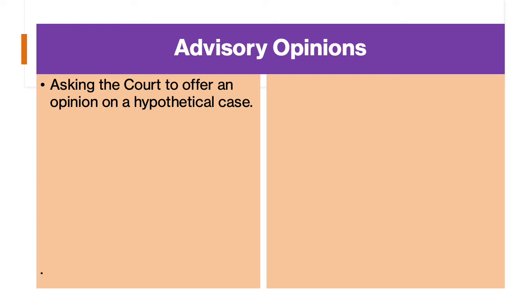An advisory opinion is asking the court to offer an opinion on a hypothetical case. So, for example, let's imagine that the Congress of the United States was thinking about passing a federal law banning abortion after 16 weeks. And let's say that before they actually passed that law, they asked the justices to weigh in and said, hey, justices, if we pass this law, do you think that this law would be constitutional, or would it violate a woman's right to privacy?